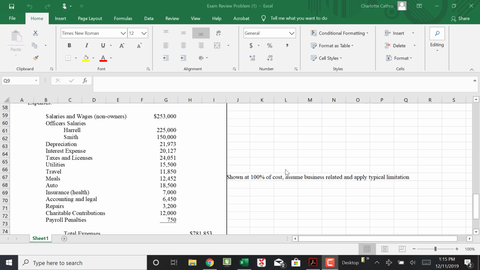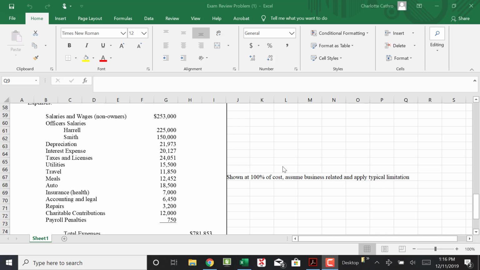Then in the expenses, we have salaries and wages for the non-owners, and then it gives you the officer salaries. I didn't ask you to fill out that officer salary form, so you can skip it in this problem, but essentially you would fill out the schedule that reports those officers on a normal return. We have some depreciation. It was not told to us that there was any difference between book and tax depreciation, so we do not need to make an adjustment there, otherwise it would have been given to you.